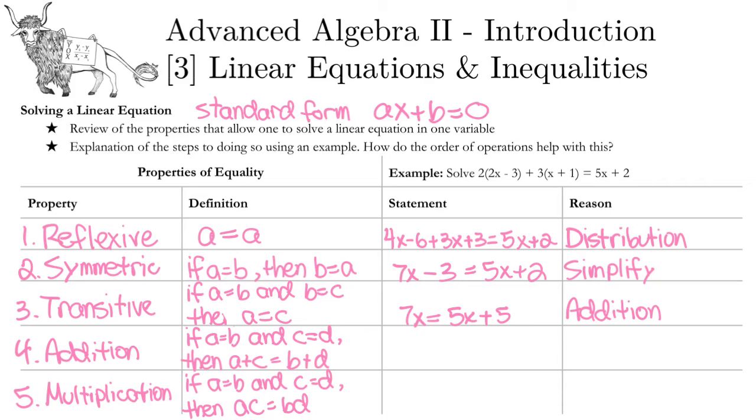Now we'll subtract a 5x from both sides, so we get a 2x on the left and a 5 on the right, and the reason is subtraction. And finally, we divide by 2, so we get x is equal to 2.5. The reason for that, which is not listed, but the opposite of multiplication, is division. So we have solved the equation, and we have a reason for each step. How satisfying.